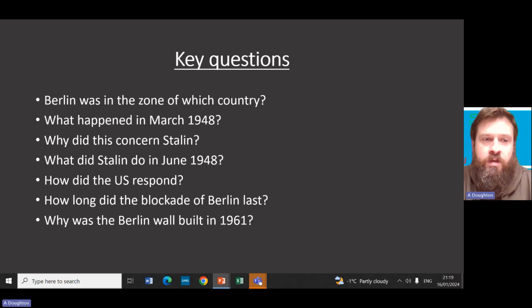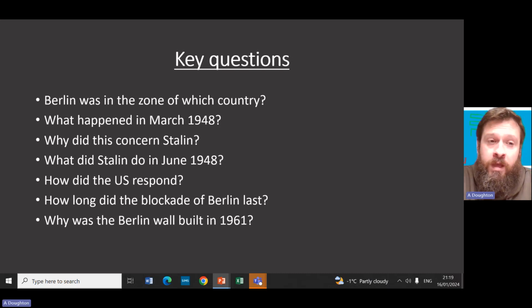So let's run through them then. Berlin was in the zone of which country? Even though it was split up between France, Britain, America, and the Soviet Union, it was in the Soviet Union zone. What happened in March 1948? Britain, France, and America merged their zones. This concerned Stalin because he felt they were going to become too strong and people would want to leave the weaker eastern part of Germany.